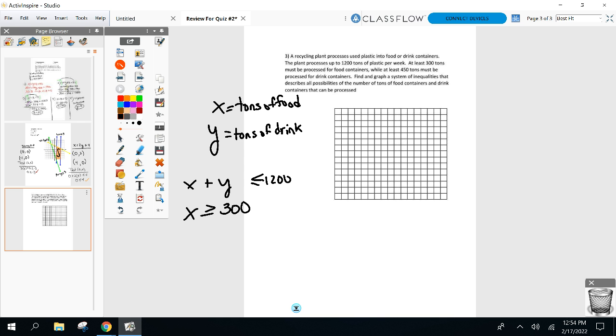And then drink, at least 450. Same thing, right? Y greater than or equal to 450. And there are your three. Now we just have to graph it and figure out where the shaded region is.